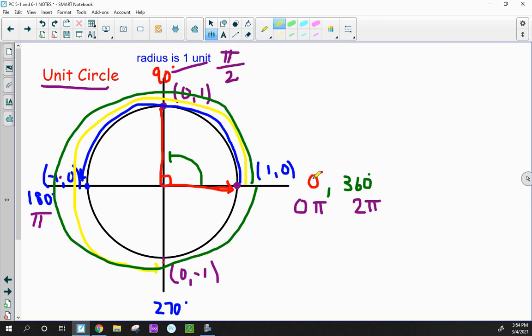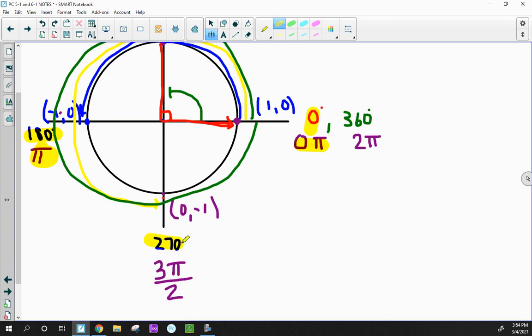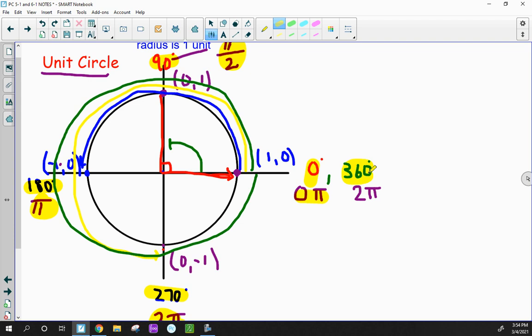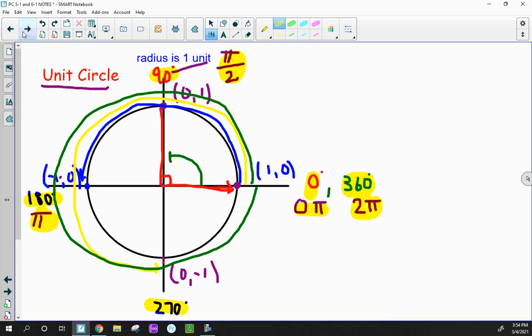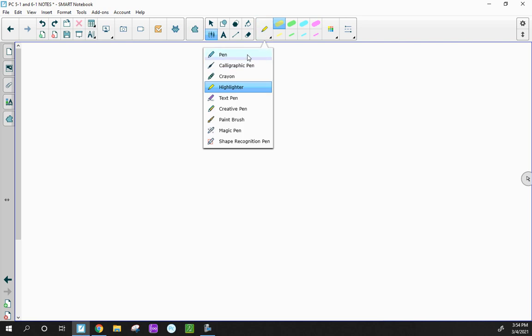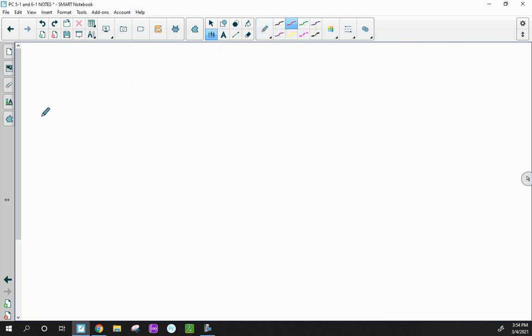Alright, so 0 is 0 pi. 90 degrees is the same as pi over 2. That's the radian mode. 180 degrees is the same as pi radians. 270 degrees is the same as 3 pi over 2. And 360 degrees is the same thing as 2 pi. How do I convert? Last concept. How do I convert from degrees to radians?